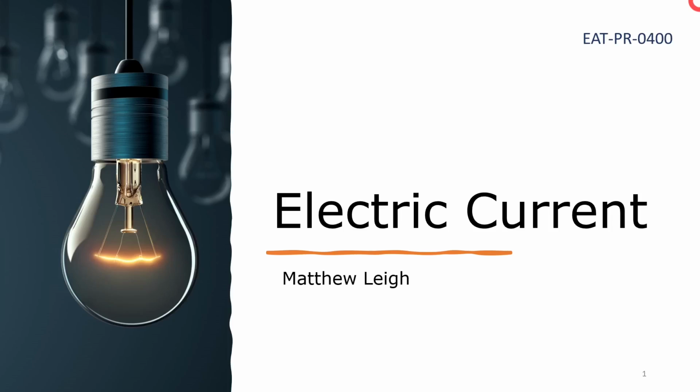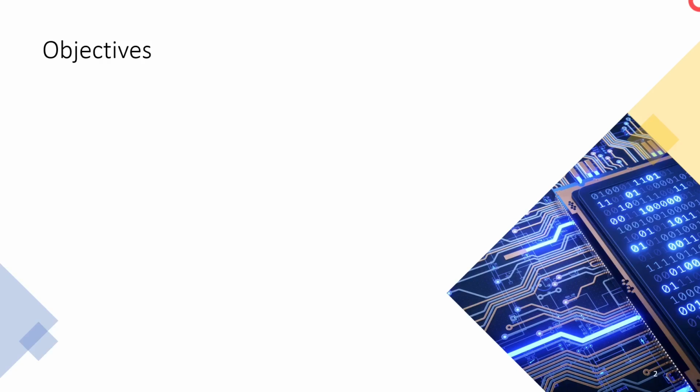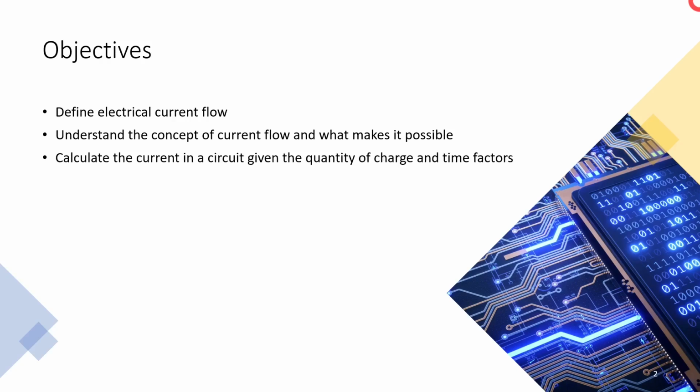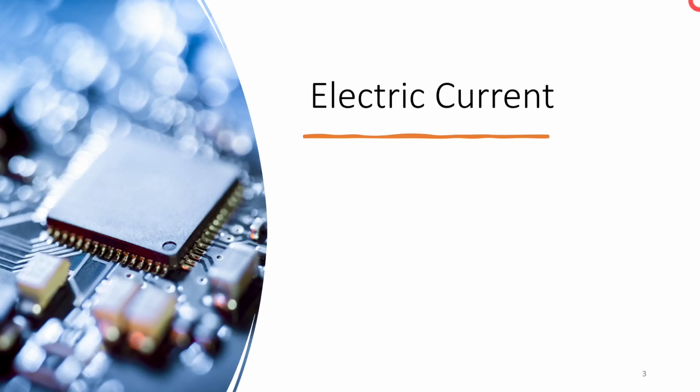Let's get started. We have some objectives for this lesson. First, we want to define electrical current flow. Then we want to understand the concept of current flow and what makes it possible. And finally, we're going to calculate the current in a circuit, given a quantity of charge and the amount of time it took for that charge to pass by a given point.